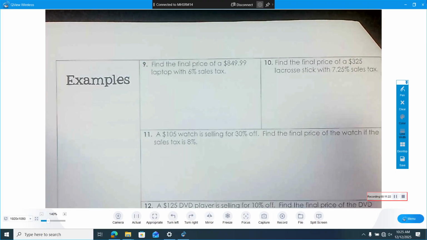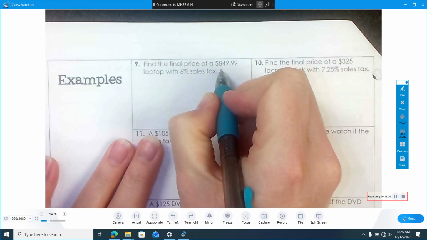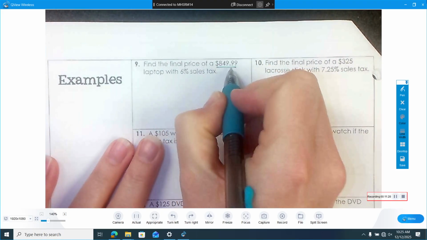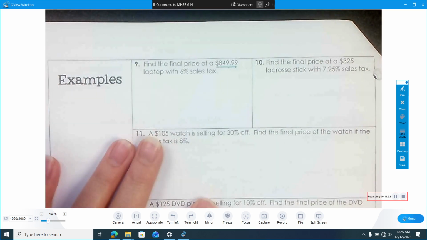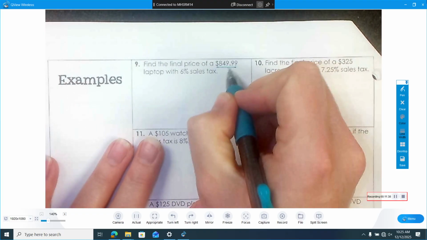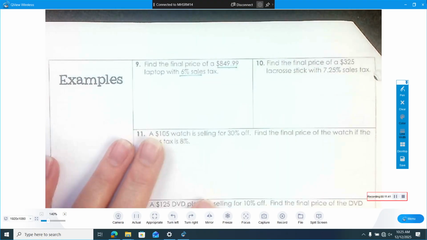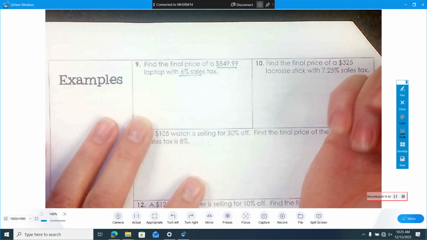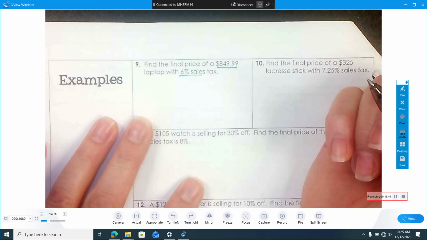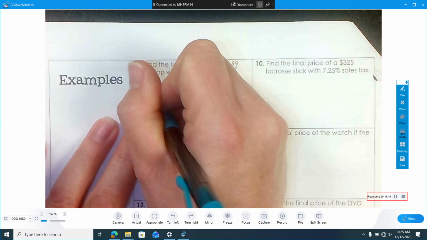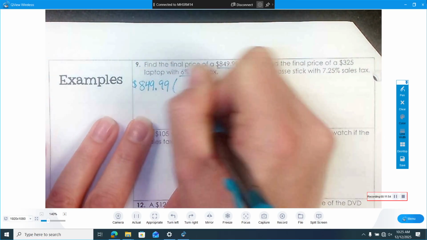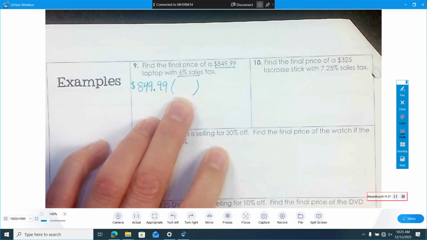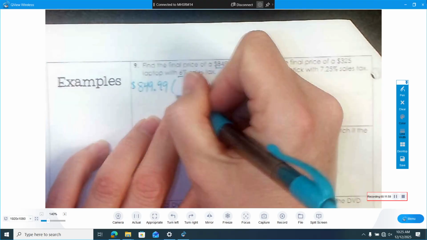All right, number 9. Find the final price of a $849.99 laptop with 6% sales tax. I just bought a new laptop for about this exact price, that's so funny. What should we do? Multiply? Sure. We're going to take the price of our laptop, $849.99, and multiply it by 0.06.